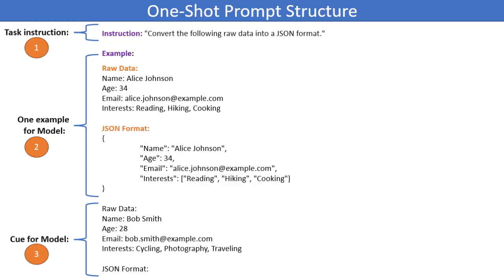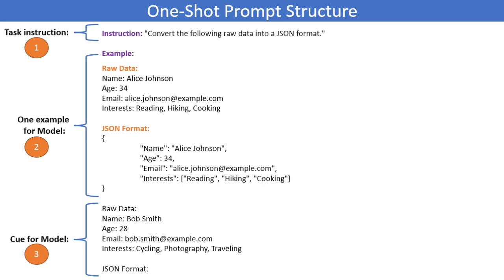In this example, we can clearly see that it has three parts. The first part is the task instruction, where we are saying to convert the following raw data into a JSON format, followed by an example. And in the example, we can clearly see that there is a raw data and what should be the JSON format for that raw data is provided in that example.